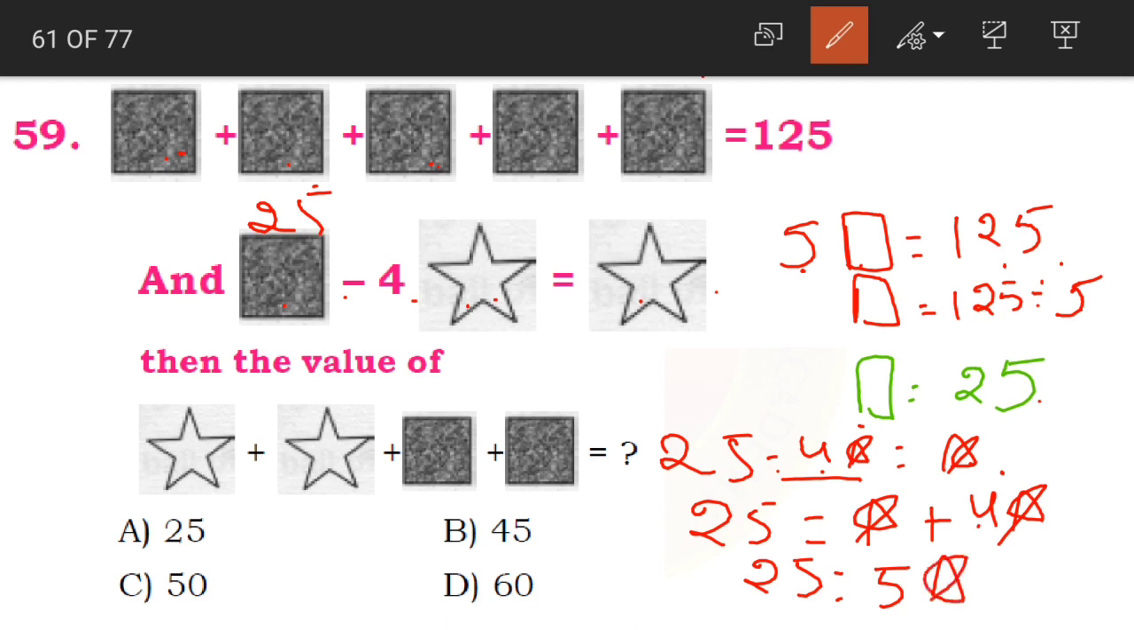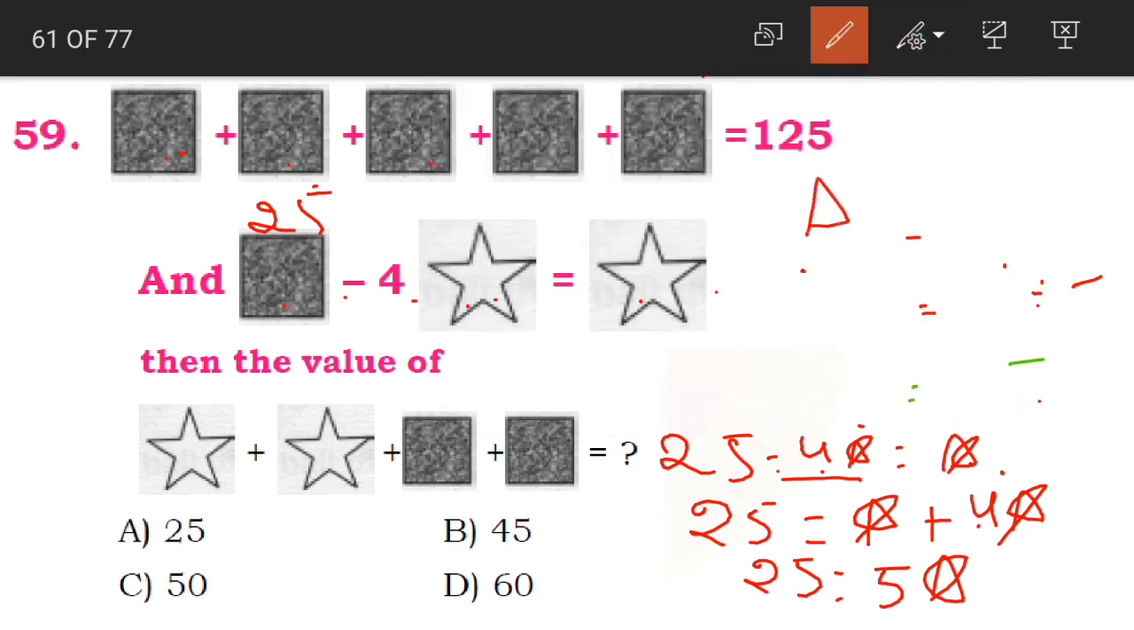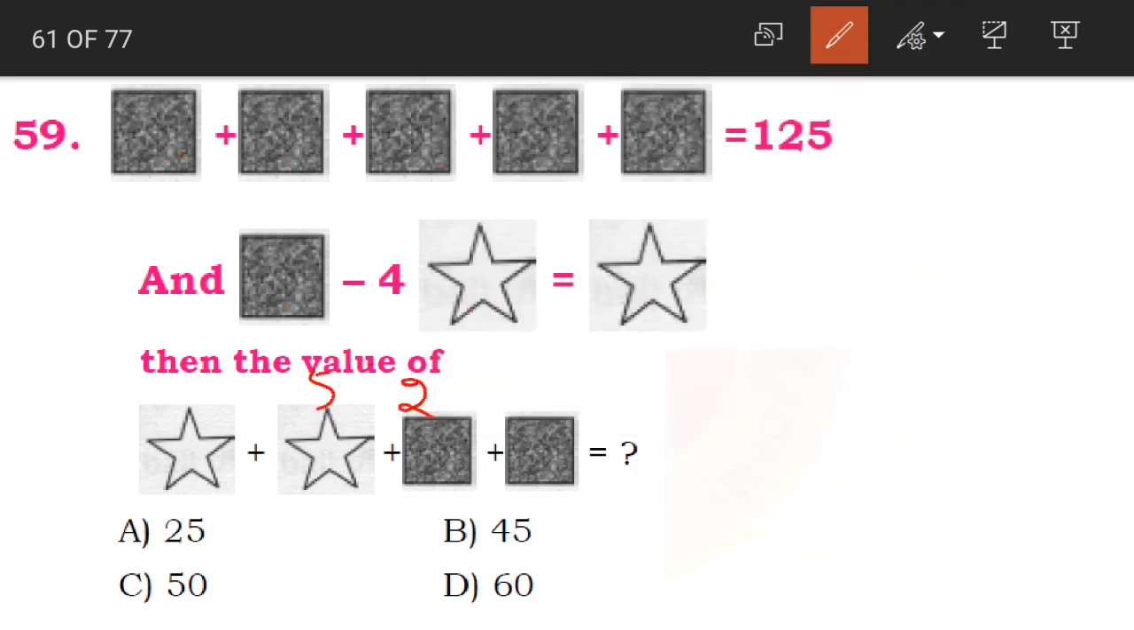Now 1 star is equal to how much? Yes. So then 1 star is equal to how much? 25 divided by 5. 25 divided by 5 is equal to 5. Yes, 5 5s are 25. So we got the value of a star also. Star is equal to 5 and square is equal to 25. Clear children? Star is 5, square is 25.